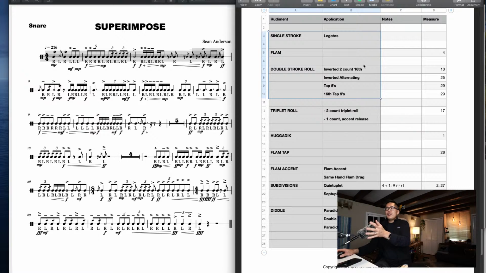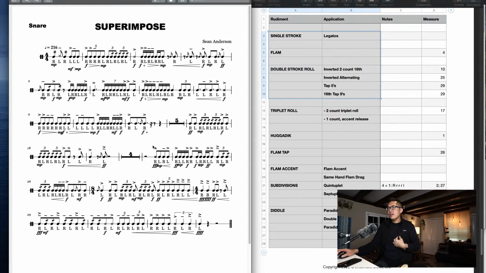And I know this is not groundbreaking. Everyone kind of does this, but I will say that traditionally what I do is I do this all in my head as I'm practicing. I'm playing this and I go, oh, that's a new sticking. I'll give you an example.